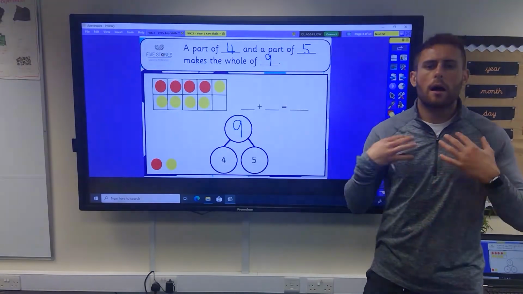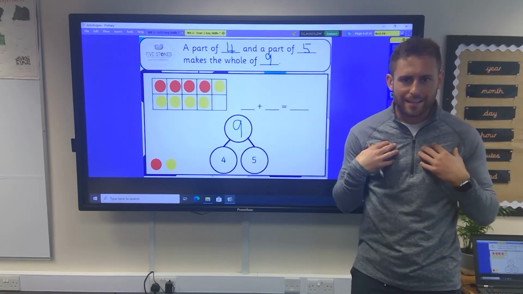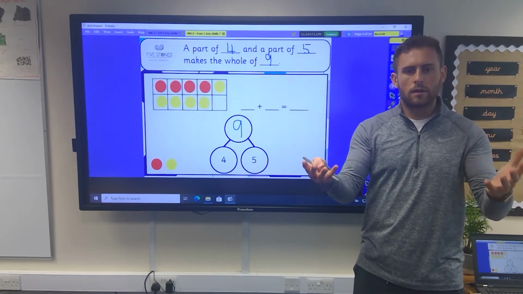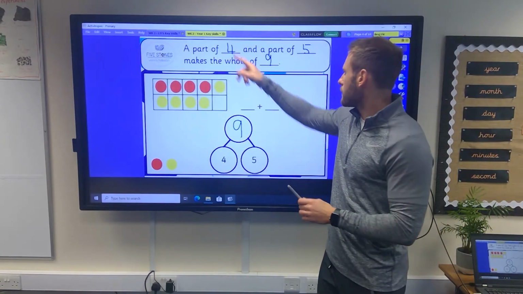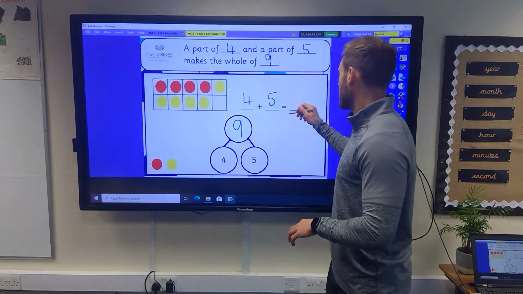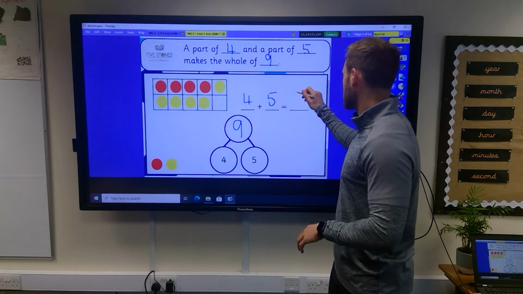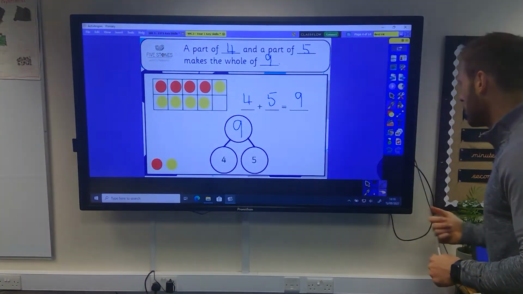Can you say that with me? A part of 4 and a part of 5 makes the whole of 9. And again. So if a part of 4 and we add the part of 5 and we get that to be equal to the whole of 9, what did we notice before?